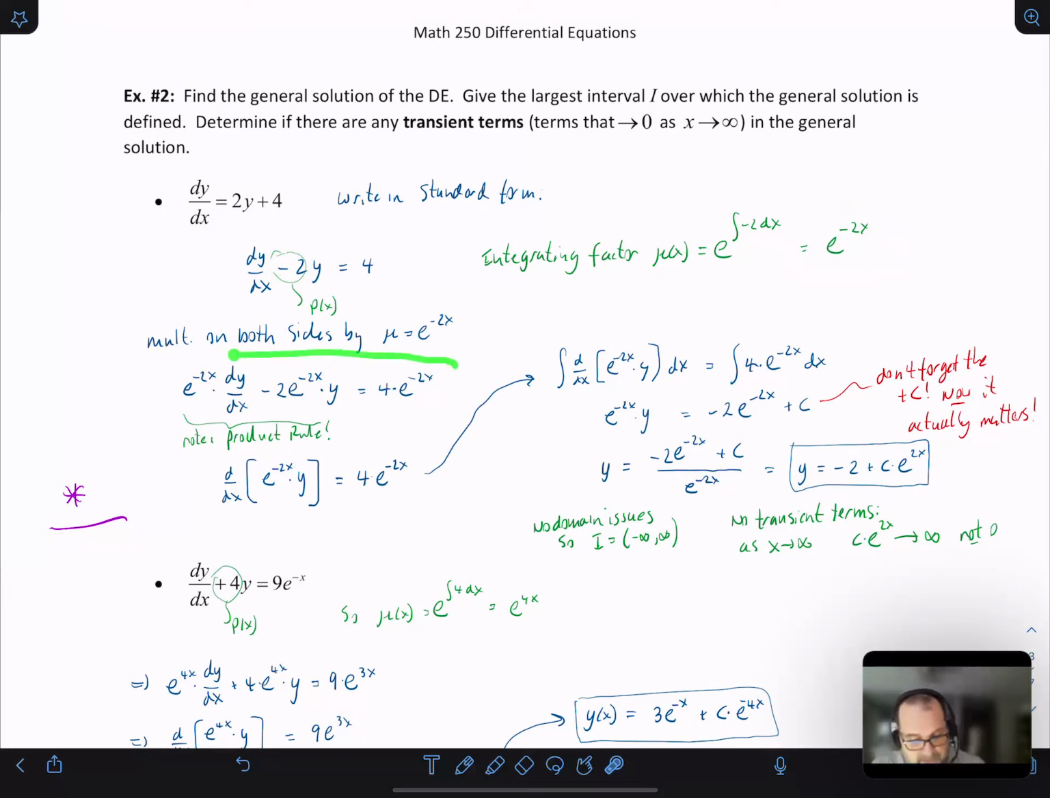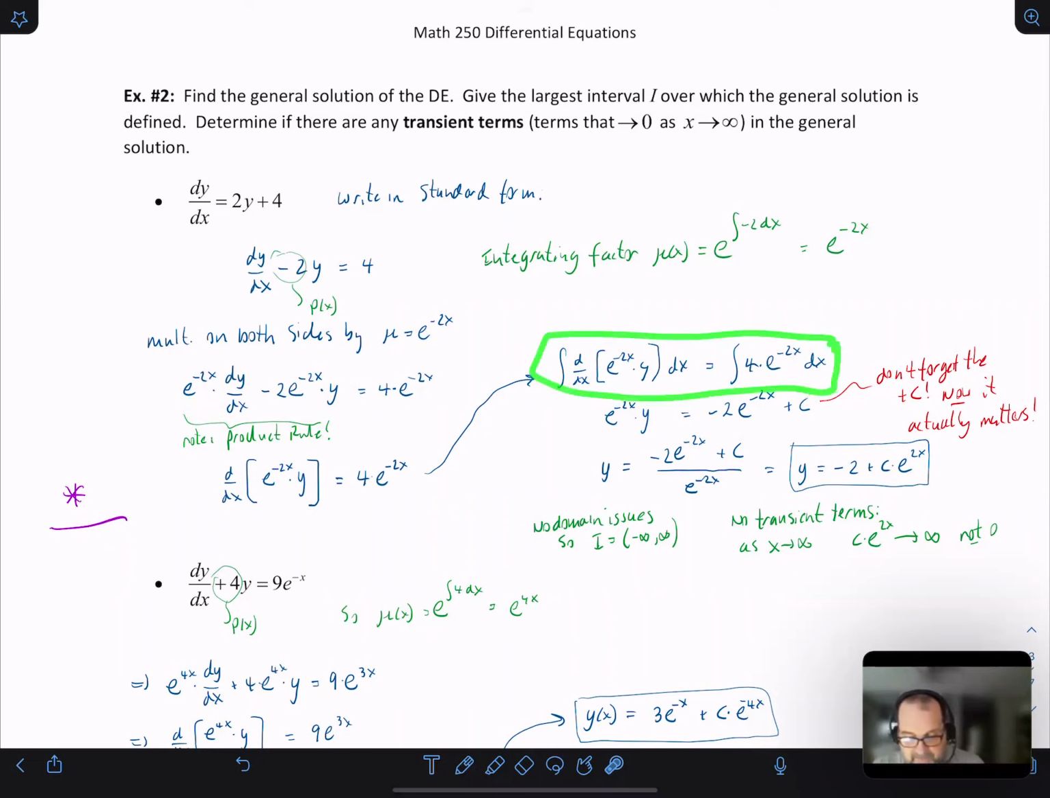So we multiply the DE all the way through by our integrating factor, including on the right-hand side. And then what happens here is that the left-hand side will be in the form of the product rule. You can see it. We have over here an e to the -2x, and over here we have its derivative, -2 e to the -2x. So this is a product rule situation. In fact, the product rule would have been d/dx of e to the -2x times y. So d/dx of e to the -2x y equals 4 e to the -2x.